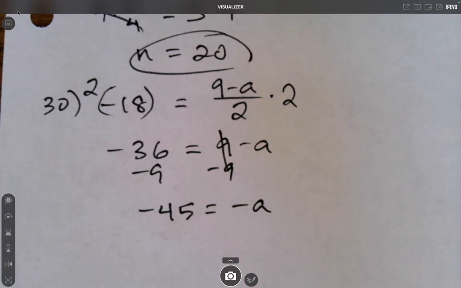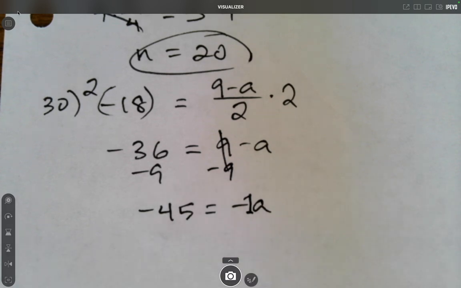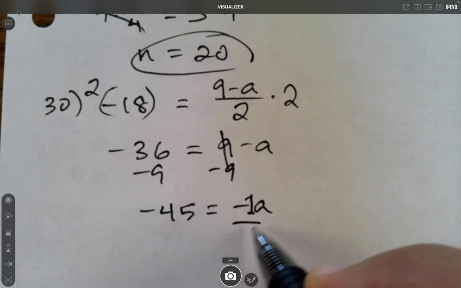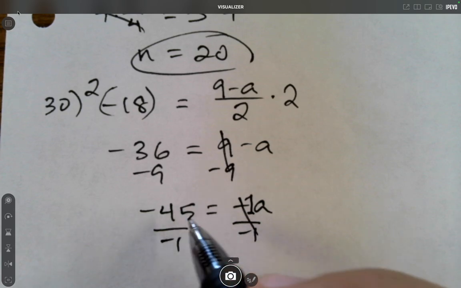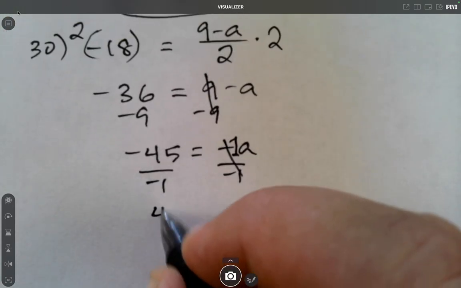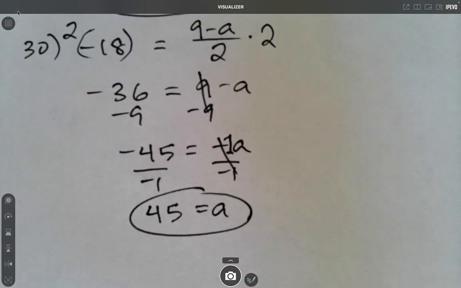So we need to do one more step because we can't end with our variable being negative. Answers can be negative, the numbers can be negative, but the variable cannot be. So remember, there's an understood 1 in front of this variable. So we can fix this by dividing both sides by negative 1. So negative 45 divided by negative 1 is positive 45, and that is what a is equal to.